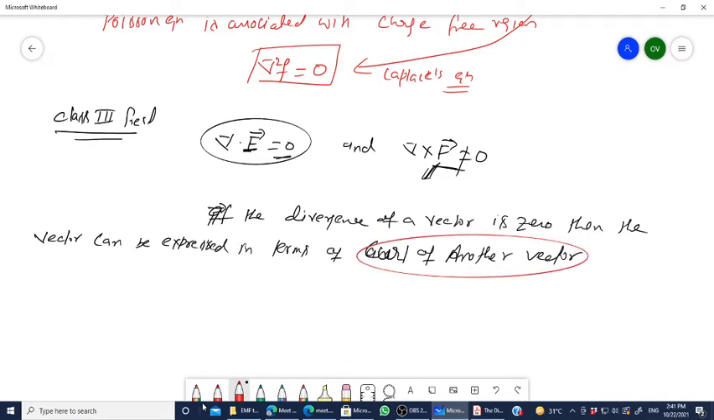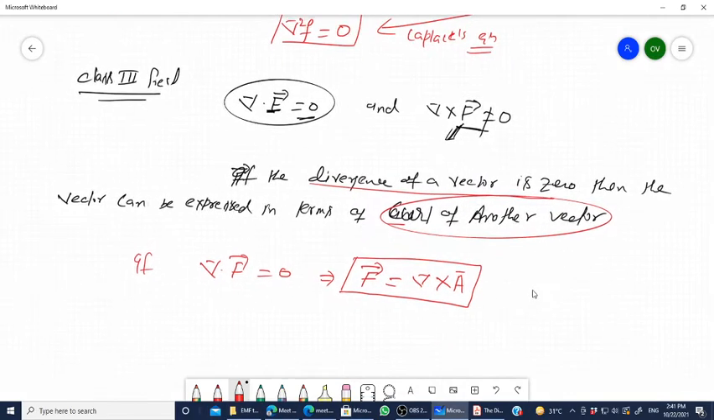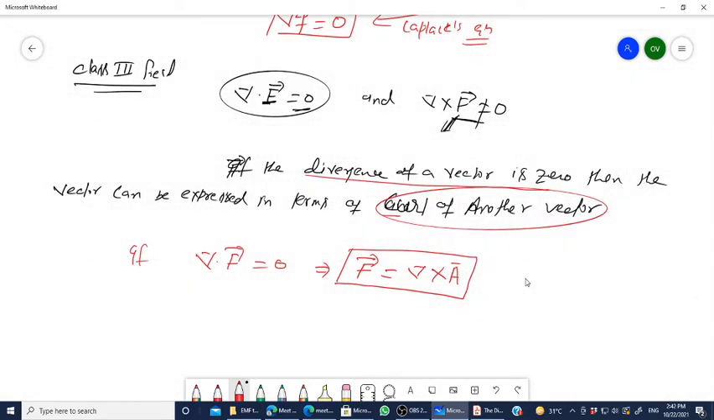When will we do this? When the divergence of the vector field becomes 0. It means that if the divergence of the vector field is 0, we can represent this vector field as the curl of another vector field. Here it may be that this vector is the curl of some other vector that exists there. If it is true, then if you put this value into equation number 2, what happens?